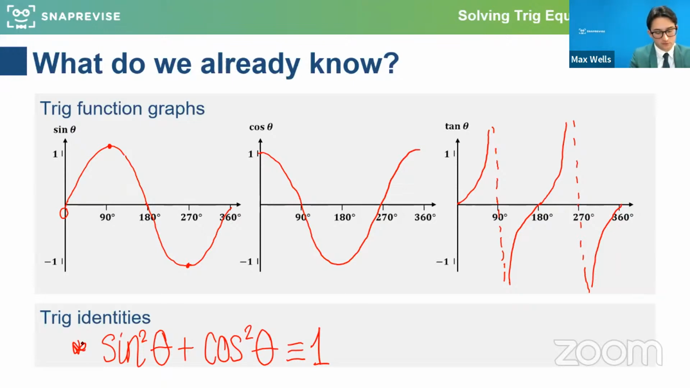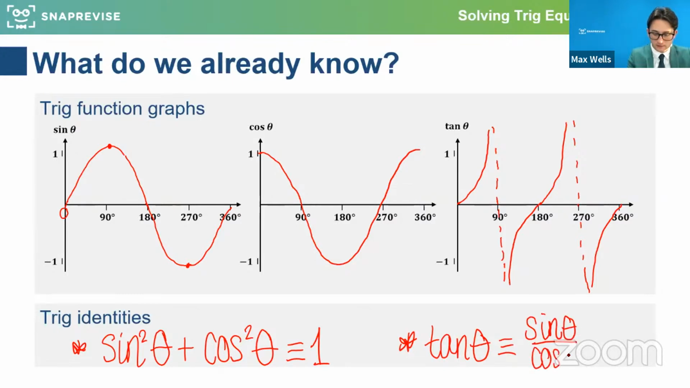Our sine squared plus cos squared is 1, is identically equal to 1. So if we put the same value into sine and cos, we square each of them and we sum them, it will always equal 1. So that's one of the identities. And the other trig identity is that tan theta is identically equal to sine theta divided by cosine of theta.